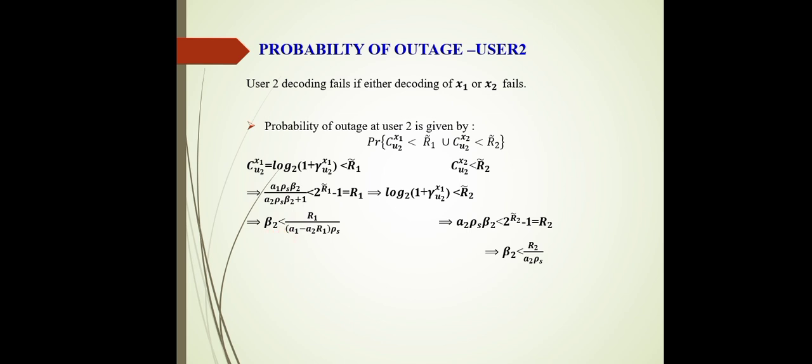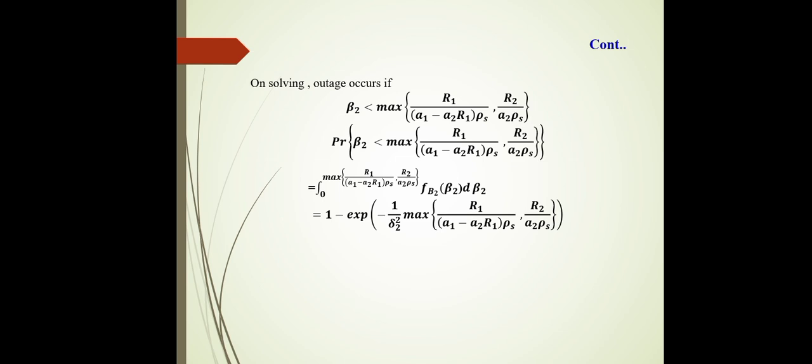And again for decoding, the desired rate must be less than R2 cap. We have the equation log base 2 of 1 plus gamma of user 2 at decoding x2 signal less than R2 cap. After simplification, we get beta 2 less than R2 upon A2 rho s. So on solving, the outage occurs only if beta 2 is less than the maximum of R1 upon A1 minus A2 R1 rho s, comma, R2 upon A2 rho s.